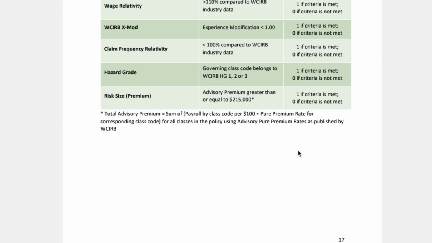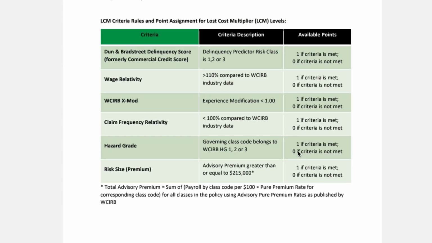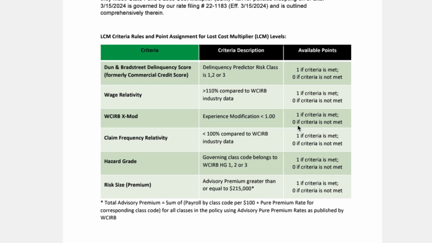So the criteria is on page 1 here. This, again, comes directly out of their filing. And let me kind of quickly scroll through what each of these means, and then we'll go back to my sample account and kind of put it into practice here.